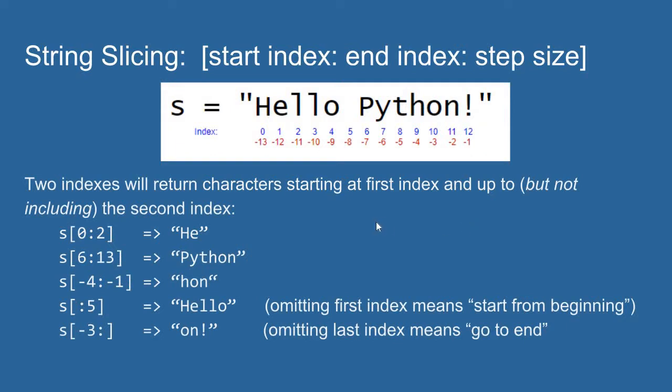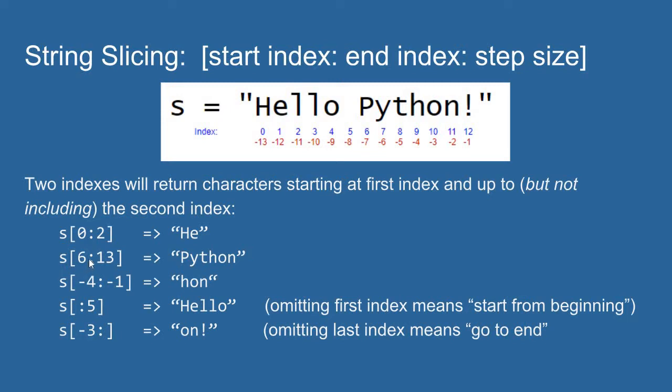Let's look at what would happen if we add the second index value. The second index value is the end point, and we will return all characters starting from the first index up to, but not including, the end index. So we will never include the end indexed character in our output. Let's look at some examples here. Let's say I want to slice this string starting at index 0, starting at H, and going up to, but not including, index 2. So I want to go up to, but not including, index 2, which is an L. So this slice would return the string HE.